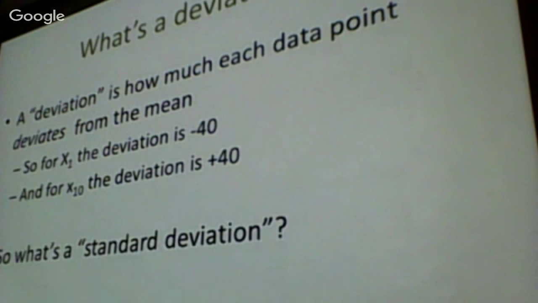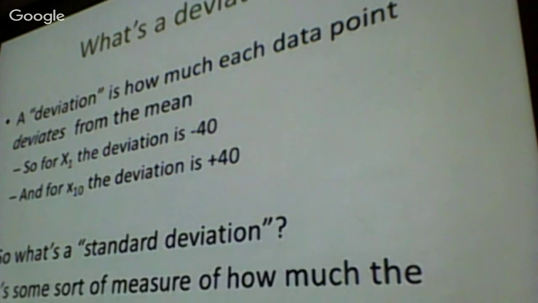Right? A standard deviation is going to be the typical deviation score. So we need to determine what typical means. So here's my data again, and for each of these data points, I computed the deviation. So 110 minus 150 is minus 40, and so forth. If I add up all my deviation scores, what do I get?